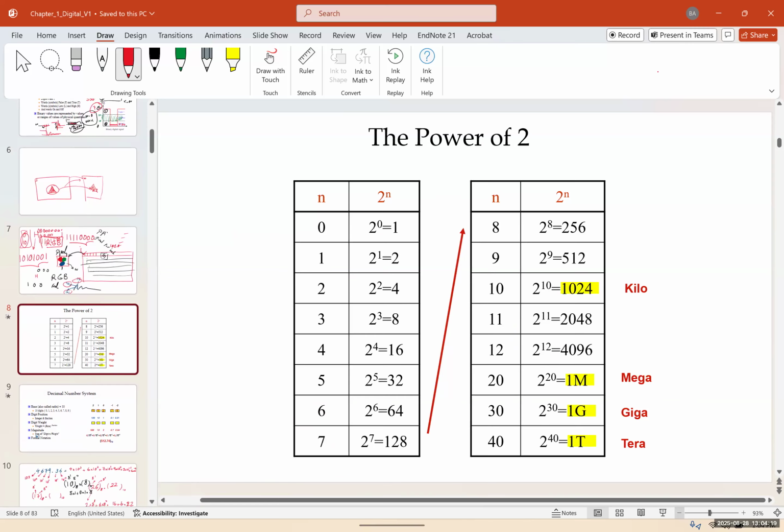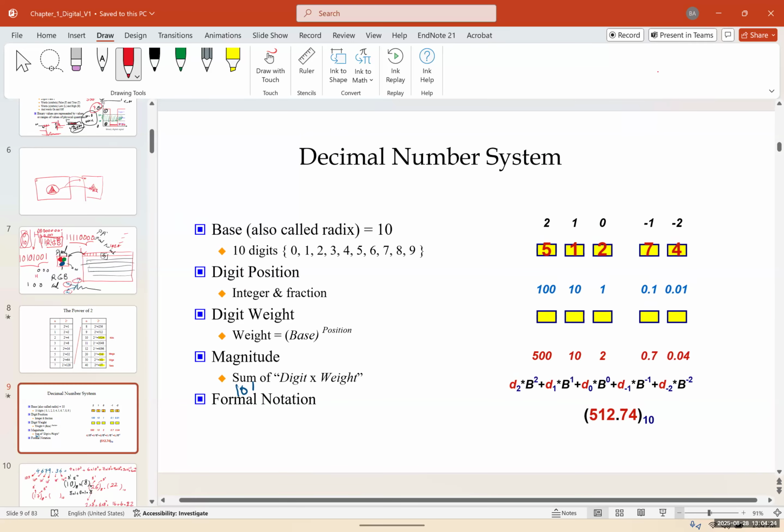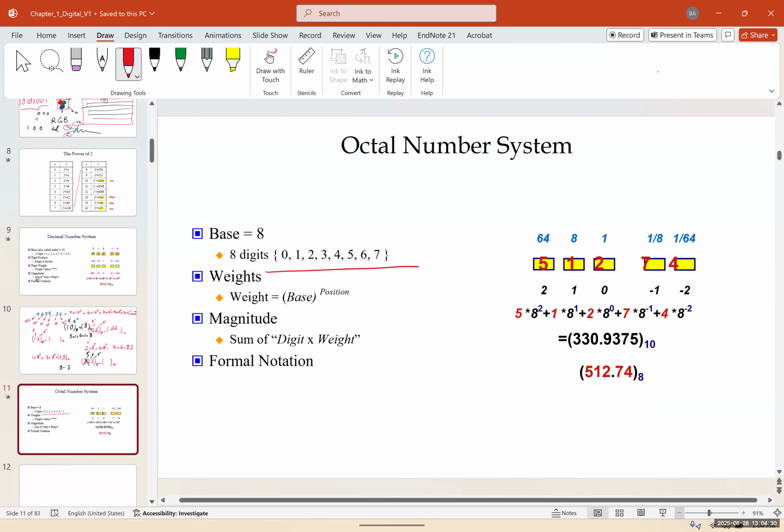We started with the power of 2 and with decimal numbers and the number systems. We solved some problems on decimal numbers. We solved some problems on octal number systems, which is the base of 8. For the base of 8, the digits are between 0 and 7, which means we have 8 digits. And the way that we find the number, it's going to be the summation of the digit times its weight. Let's solve another problem on octal number systems, and then we would go to binary systems.